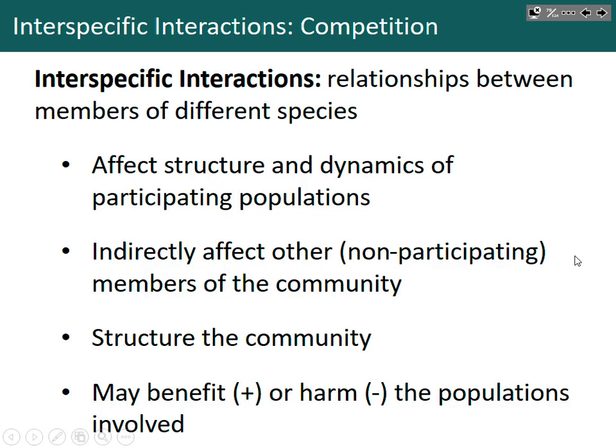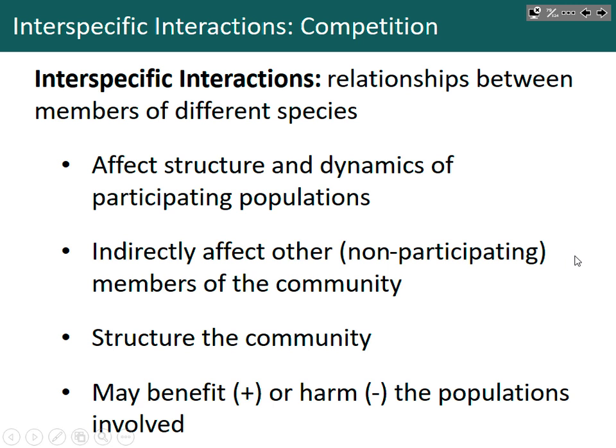Okay, so in community ecology, we're really talking about interspecific interactions, interactions between members of two different species, the relationships between them, and how these relationships affect the structure and dynamics of the participating populations, right? If you have a predator, the prey population is greatly impacted by what's happening with the predator population. The reverse is also true. Whatever's happening in the prey population greatly impacts the predator. These things are interlinked.